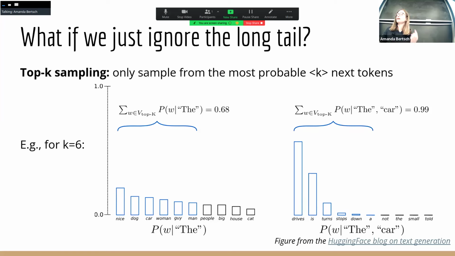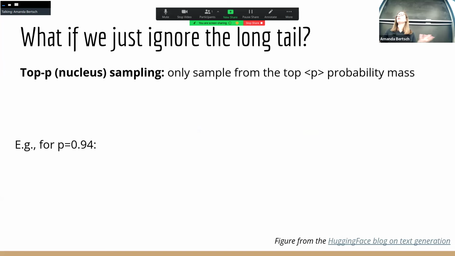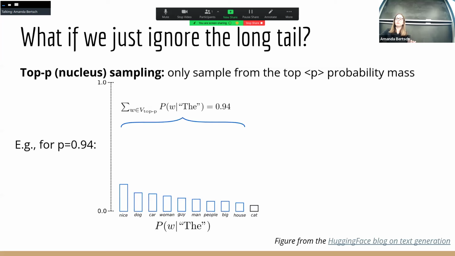So instead of choosing a top number of tokens to sample from, you could choose a top amount of probability. And this is something called top P or nucleus sampling. So P here is the amount of probability from your distribution you want to consider. So if you decide your P is about 94% of the probability mass, in this first example here, you would choose almost all of the tokens. You keep adding tokens in until you reach an amount of total probability that's about 0.94.